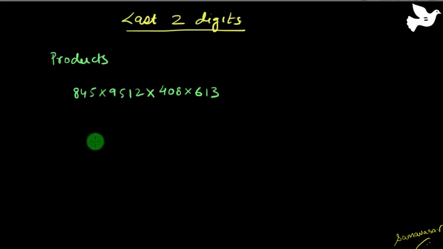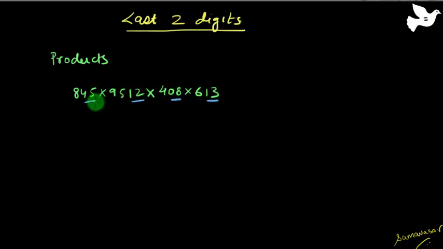Okay, now let's move on to the last two digits. So again, let's start with products. If I have numbers like this and I'm trying to find the last two digits of this product, like we saw in the case of unit digit, all you need to do is take the last two digits of all the numbers and find it out.